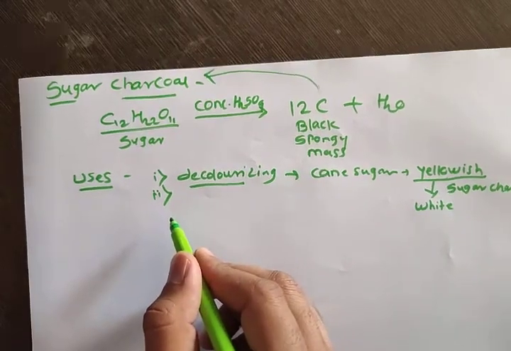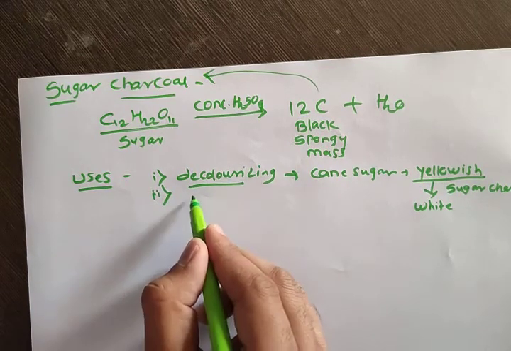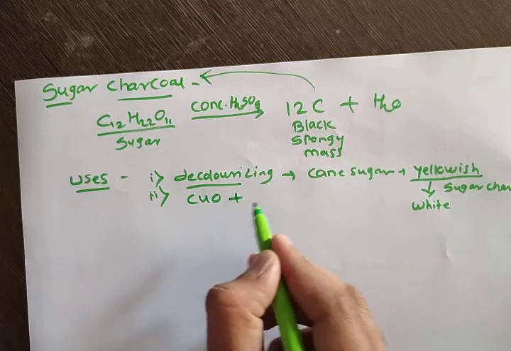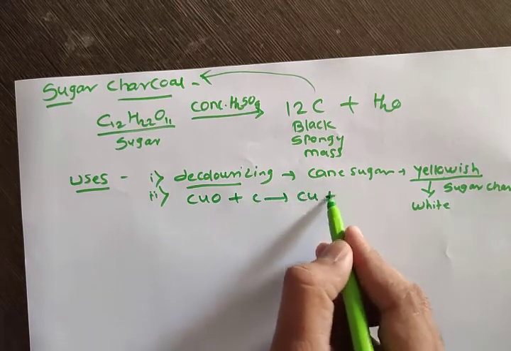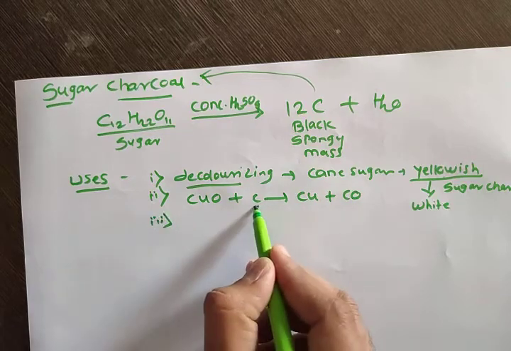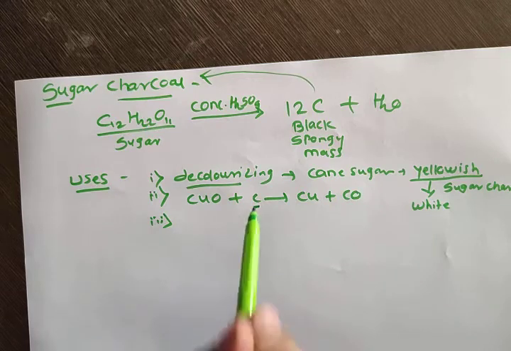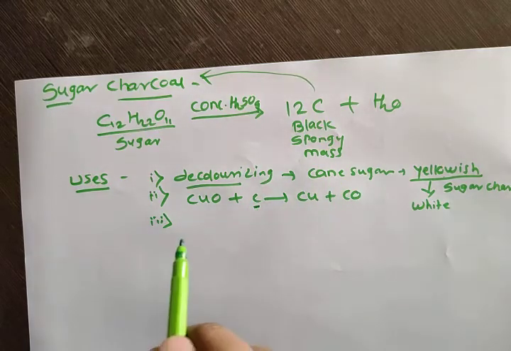Then second, it is used as a reducing agent to extract metals from the respective oxide. Just now we have seen copper oxide plus carbon gives copper plus carbon monoxide. There we have used wood charcoal, but instead of wood charcoal you can also use sugar charcoal. Okay, so it is used as a reducing agent also.